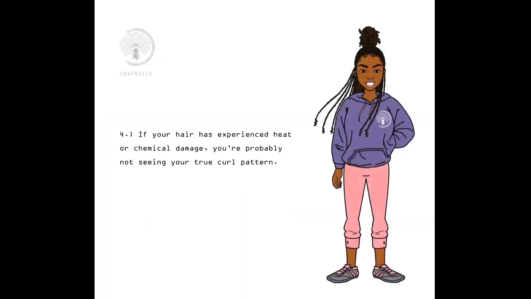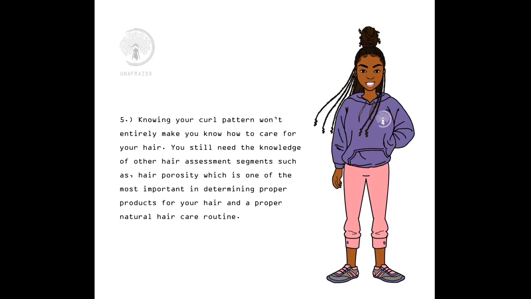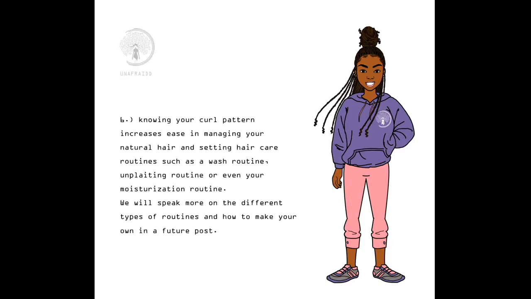Number four, if your hair has experienced heat or chemical damage, you're probably not seeing your true curl pattern. Number five, knowing your curl pattern won't entirely make you know how to take care of your hair. You still need knowledge of other hair assessment segments such as hair porosity, which is one of the most important in determining proper products for your hair and a proper natural hair care routine. Number six, knowing your curl pattern increases ease in managing your natural hair and setting hair care routines such as a wash routine and plaiting routine or even your moisturization routine. We will speak more about the different types of routines and how to make your own in a future post of ours.